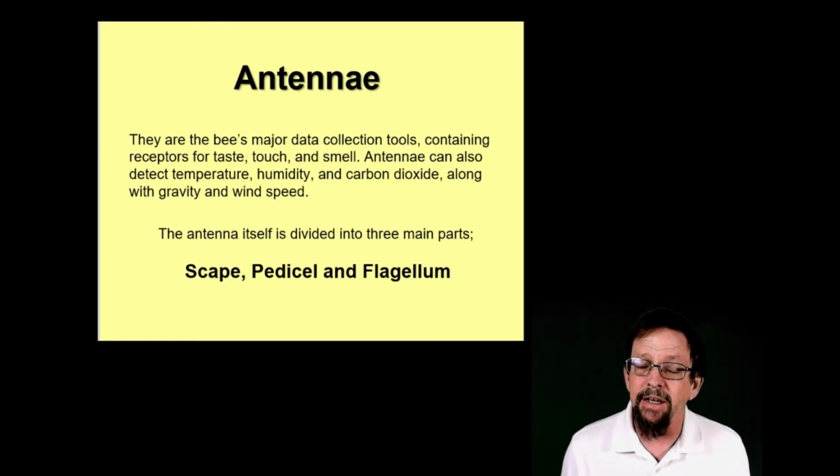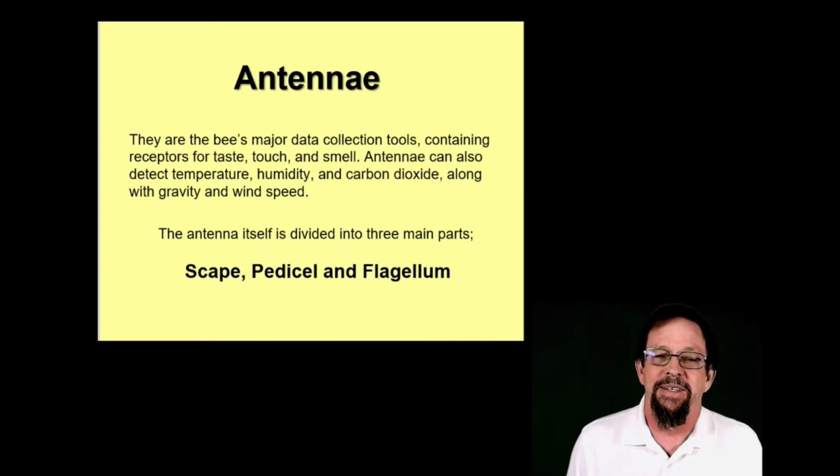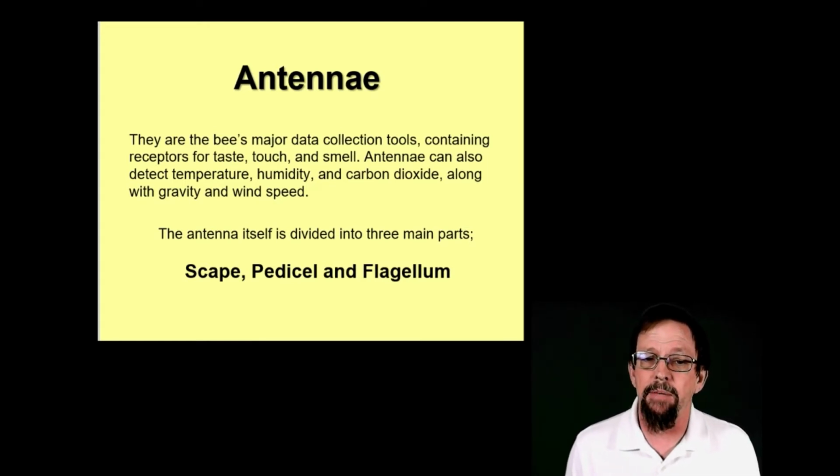So the antenna are the major collection tools for the bee. It's got taste receptors, it has touch and smell. The antenna also can detect temperature, humidity, carbon dioxide, along with gravity and wind speed. These are very, very important to the bee. The antenna itself is divided into three main parts: the scape, the pedicel, and the flagellum.